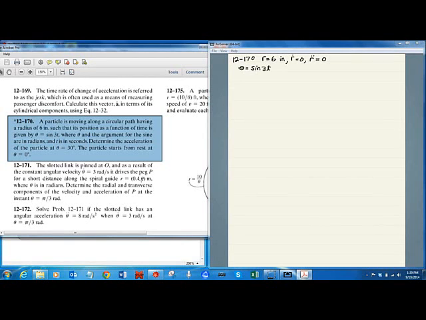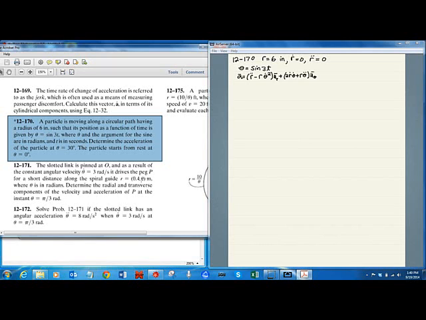Okay, in order to use the formulas, I need to know what the acceleration formula is, so I'm going to write it down here so I know what I'm looking for. The acceleration, using r and theta, is equal to r double dot, this comes straight out of the book, minus r theta dot squared, in the radial direction, plus 2 r dot theta dot plus r theta double dot in the transverse direction, or the theta direction.